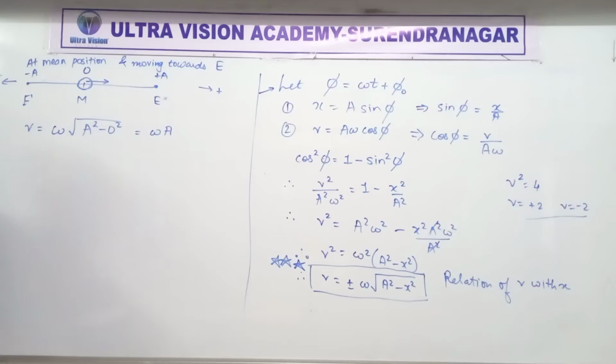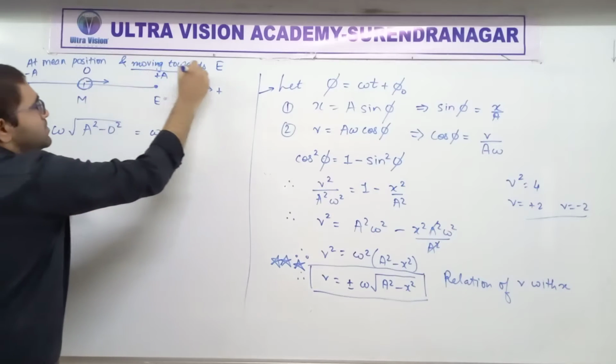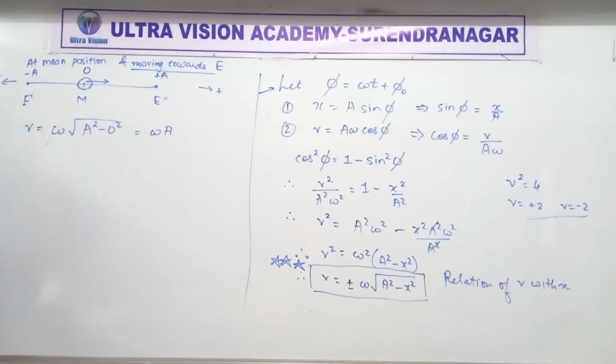Now listen to this carefully. What about the minus? Should it not be plus or minus? No. Read the title carefully. Moving towards E, that is moving towards the right side. So velocity's direction is positive. Clear or not clear? Got it?